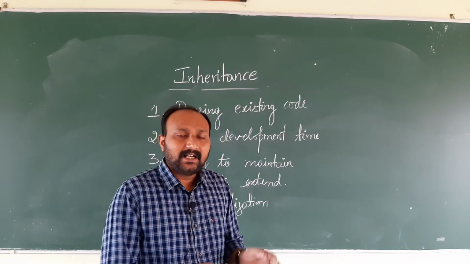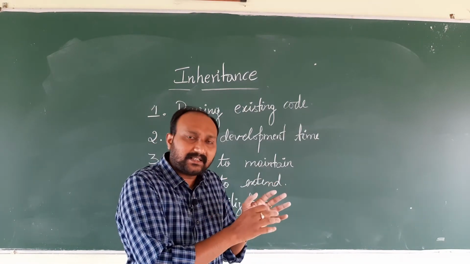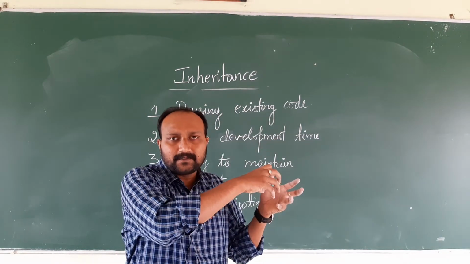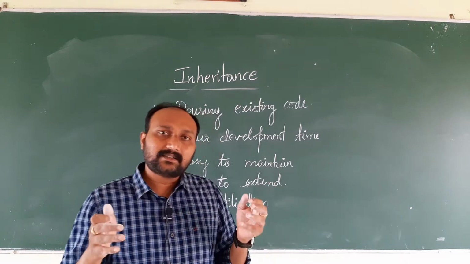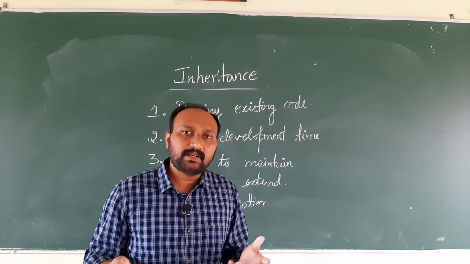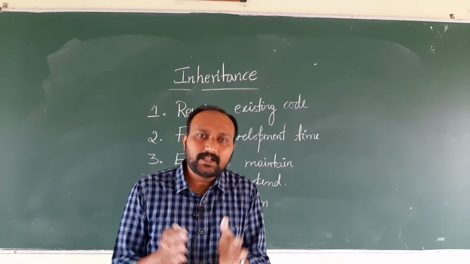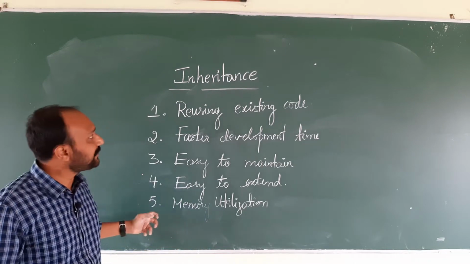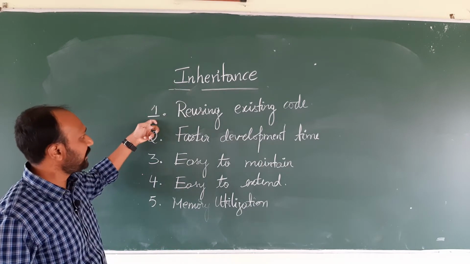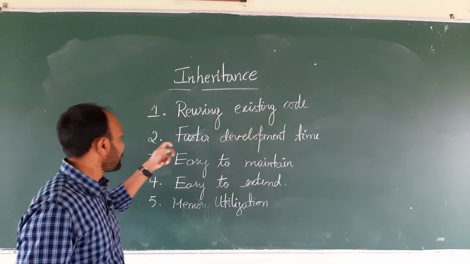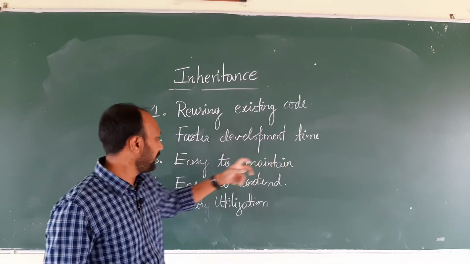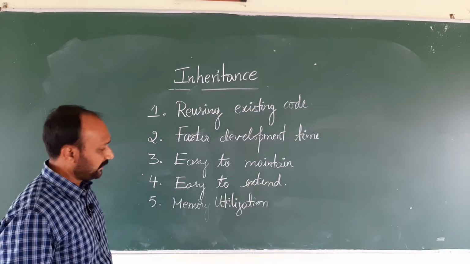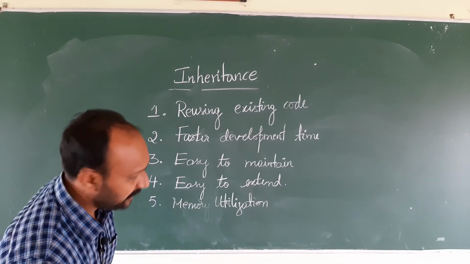On the other hand, I will be using one base class. From that class, I will be creating new classes. I will be using the earlier properties of the base class, and will be deriving new classes. Then I need not waste too much memory. I will be utilizing the memory in a good way. So, these are all the 5 important advantages of inheritance. The first advantage is reusing existing code. The second one is faster development time, the third one is easy to maintain, the fourth is easy to extend, and the fifth one is memory utilization.